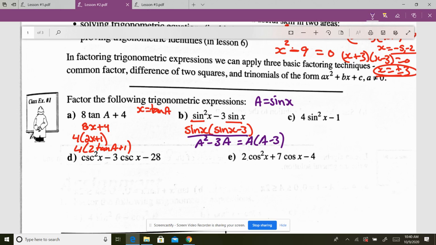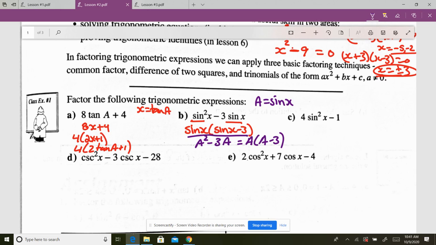C. Two terms, minus. Can you square root 4? Can you square root sine squared? Can you square root 1? Sure. Yes, you can. It's a difference of squares.